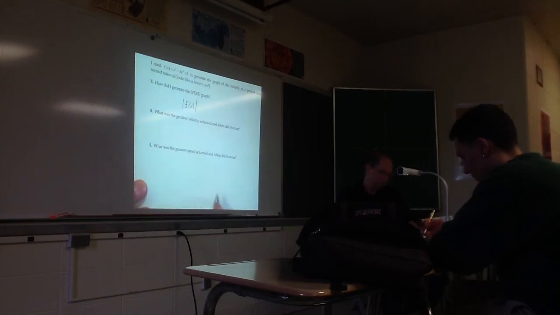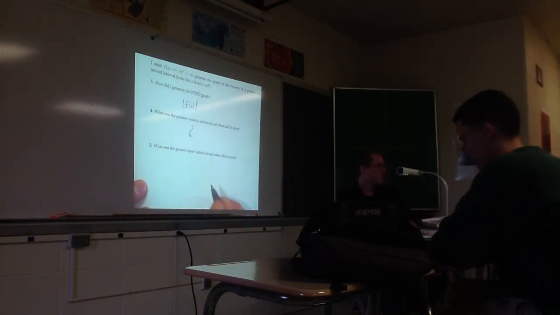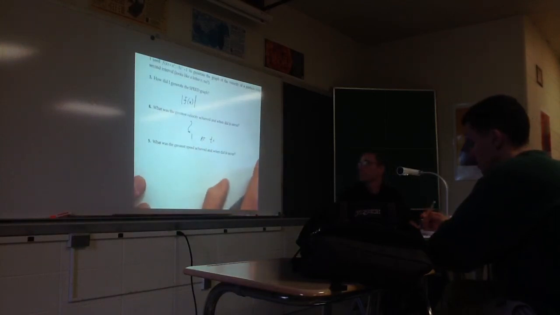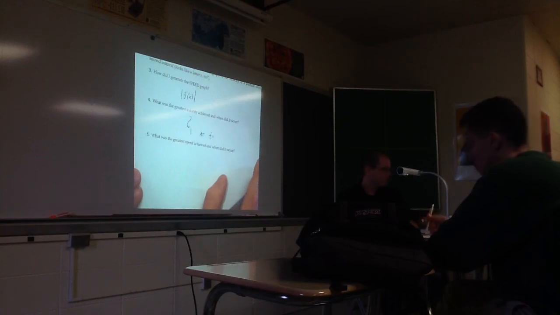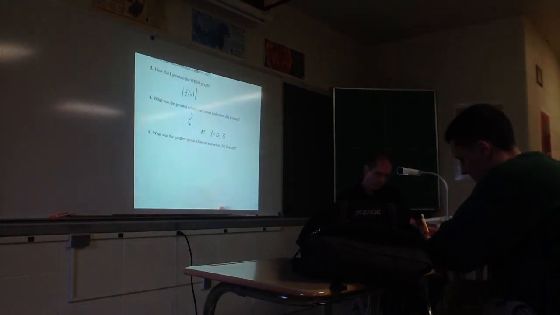What was the greatest velocity achieved and when did it occur, Caroline? The greatest velocity was -3. Well, -3 is a very small number relative to some other numbers. When we say greatest, we mean greatest numerically. Think of the greatest number. Oh, so 1. 1 is correct. When did it occur? At 0 and 3. Very good.